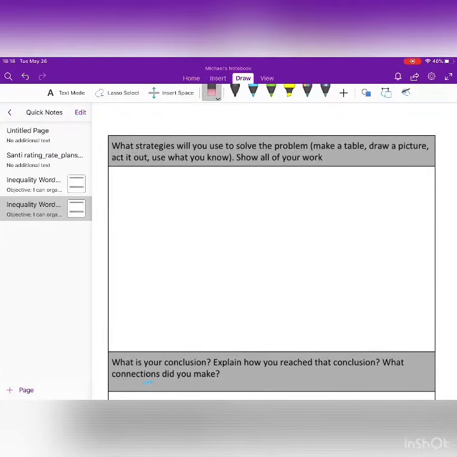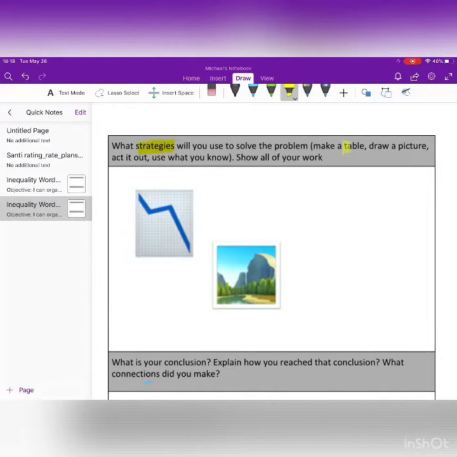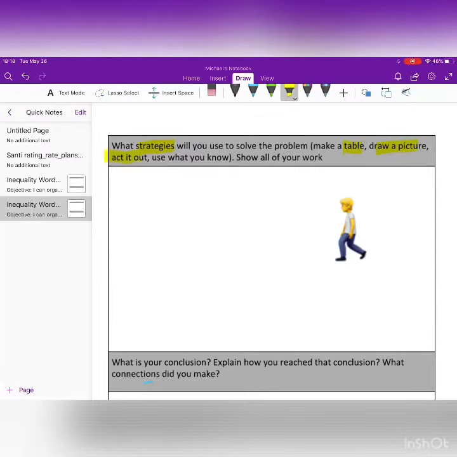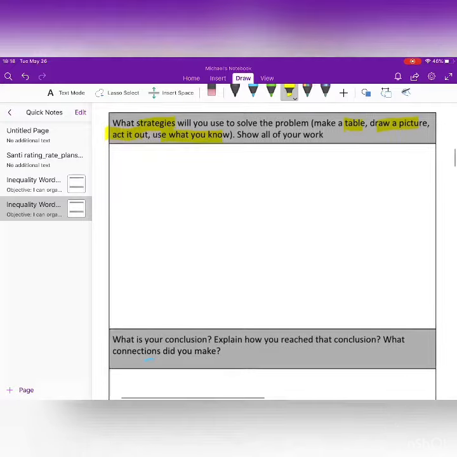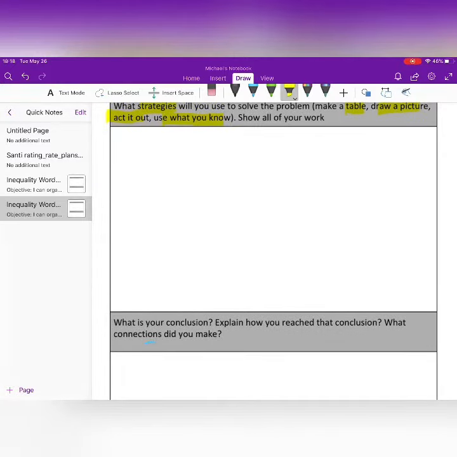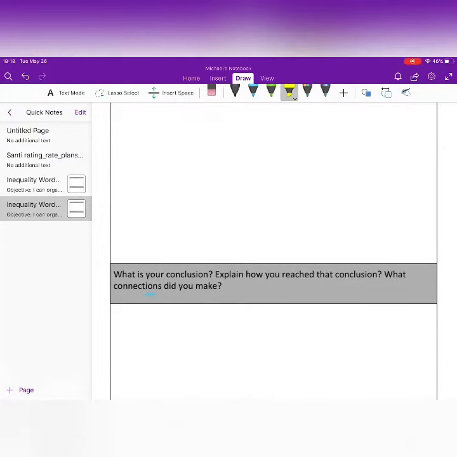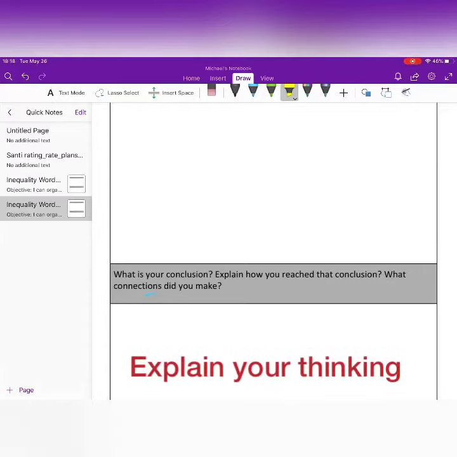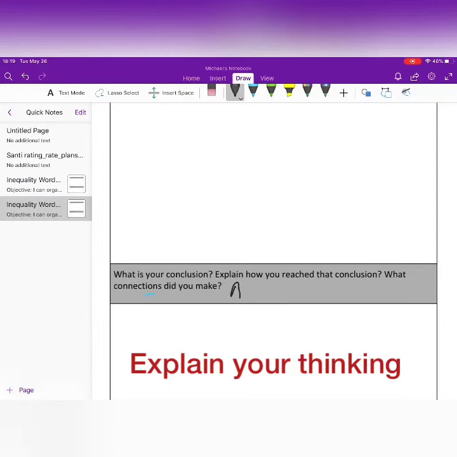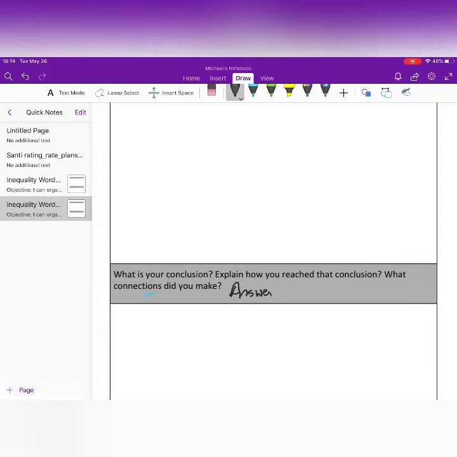Think of a strategy that you could use to solve that. You can make a table, draw a picture, act it out, use what you know, whatever resources you want to solve that. And then finally, after you do all your work here, I want you to write up your conclusion using complete sentences. What does the answer mean? Answer your question here. This is where you answer that first question, and make sure you answer it in a sentence, okay?